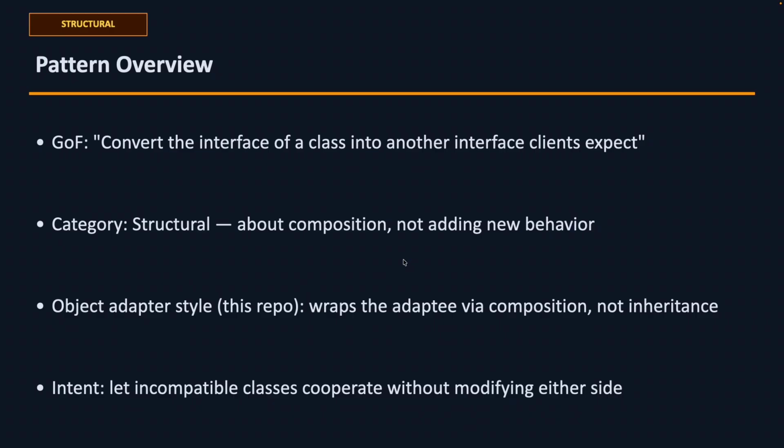The client doesn't know that it's talking to an adapter. It just knows that it's holding a media player class and it's calling the play method. The adapter is completely transparent. There are actually two different kinds of adapters. We have class adapters, which use inheritance, and then we have object adapters that use composition. So in TypeScript and in this repo, we're going to use the object adapter style. The adapter will hold a reference to the adaptee rather than inheriting from it.